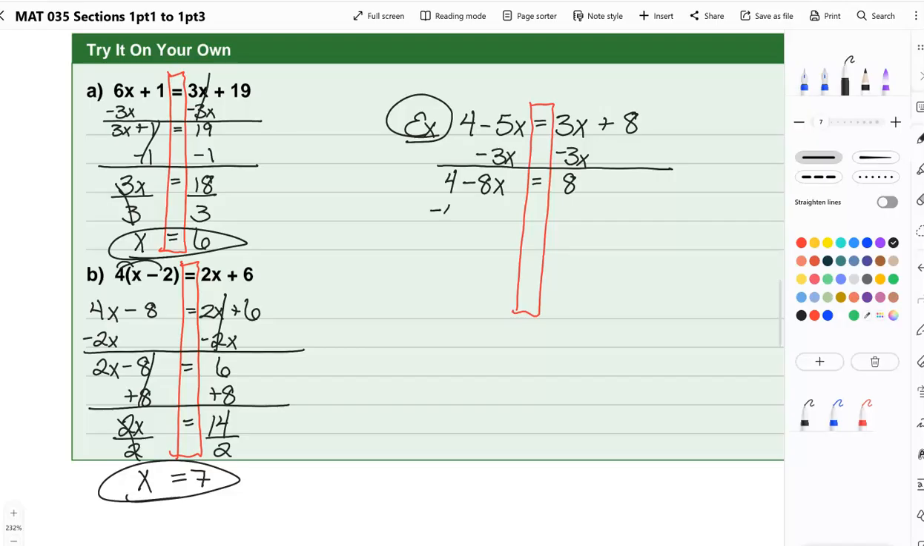We're peeling layers. So we're going to subtract 4 from both sides, because that's going to zero the 4's out, leaving me with a negative 8x on the left. 8 minus 4 is 4 on the right. And then we're going to divide by negative 8. So I'm going to get x is equal to, this is a positive divided by a negative, which is a negative. So I've got negative 4 over 8, and that's going to reduce to negative 1/2. So we could say x is equal to negative 1/2.